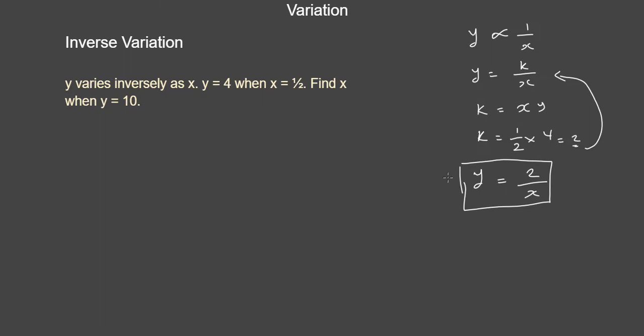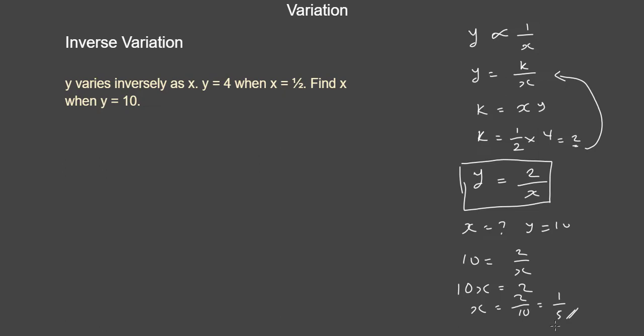So with this formula, I can tell the value of y, given that I know x. And I can tell the value of x, given that I know y. Now the question says we should find x when y equals 10. So how do you go about it? Just plug in the value of 10 and look for x. So you say 10 equals 2 over x. Then if you cross multiply, 10x equals 2, and x equals 2 over 10, which is equal to 1 over 5. So the value of x is 1 over 5 when y is 10.